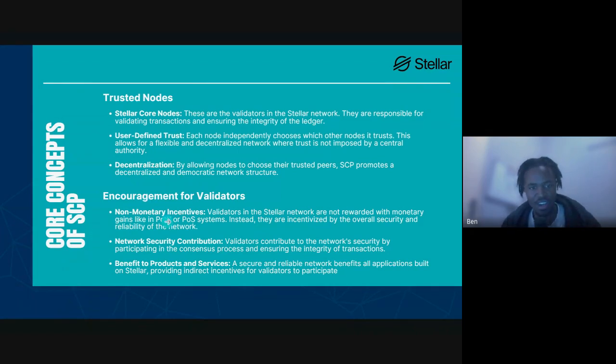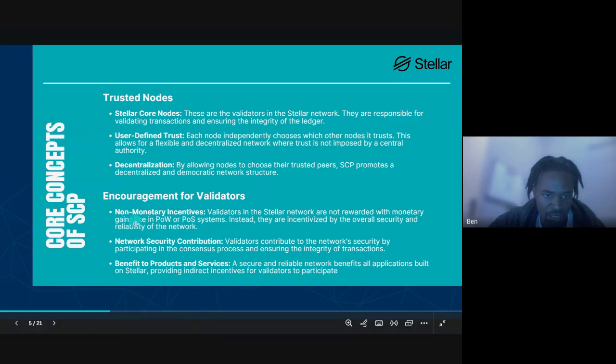So why do nodes even participate in becoming validators in the network? Because when you look at Ethereum, you get these incentives, you get some crypto, you get some Ethereum for being a validator, and also with Bitcoin, when you go through proof of work, you also get a piece of a Bitcoin for participating in the network.